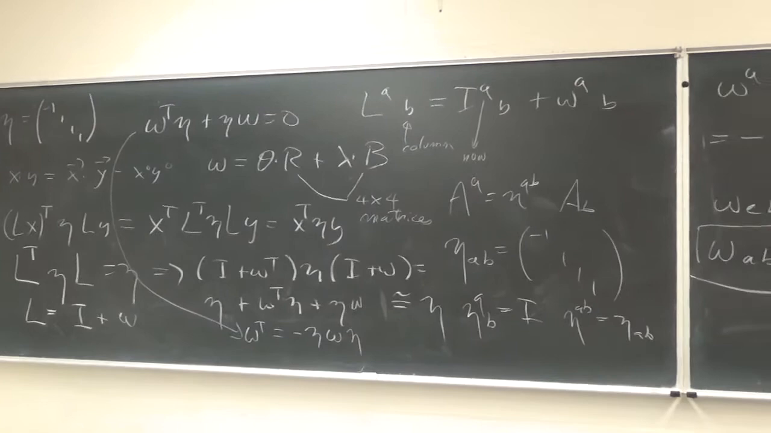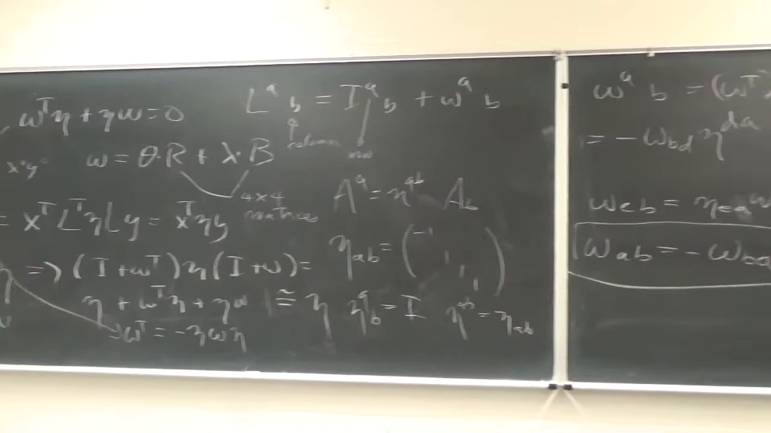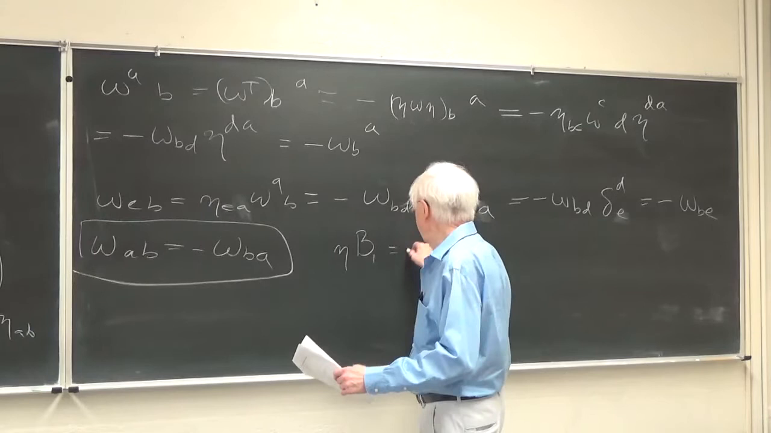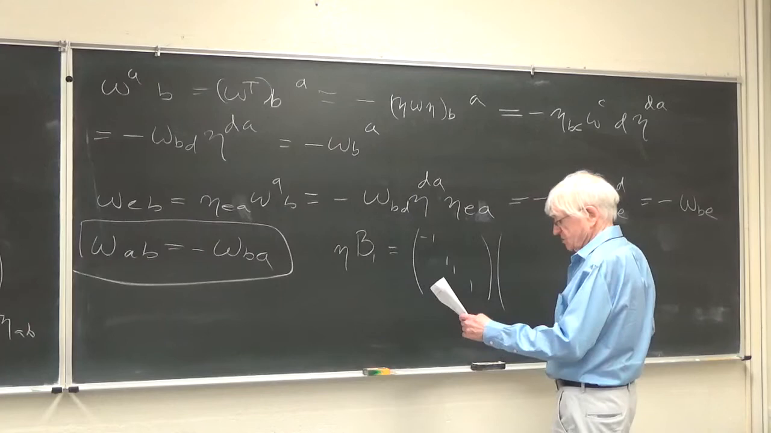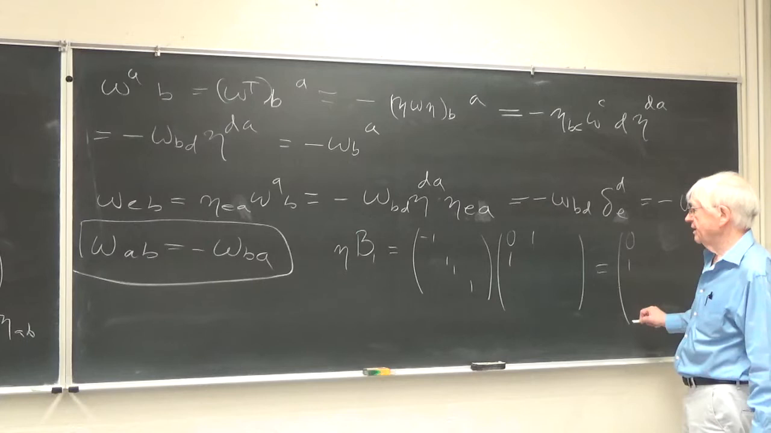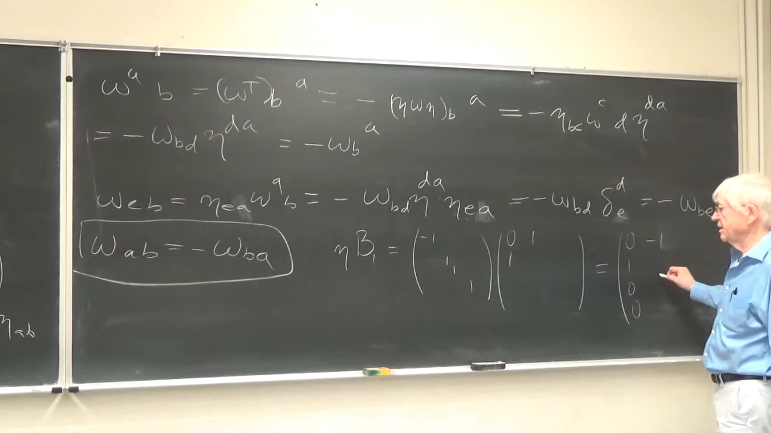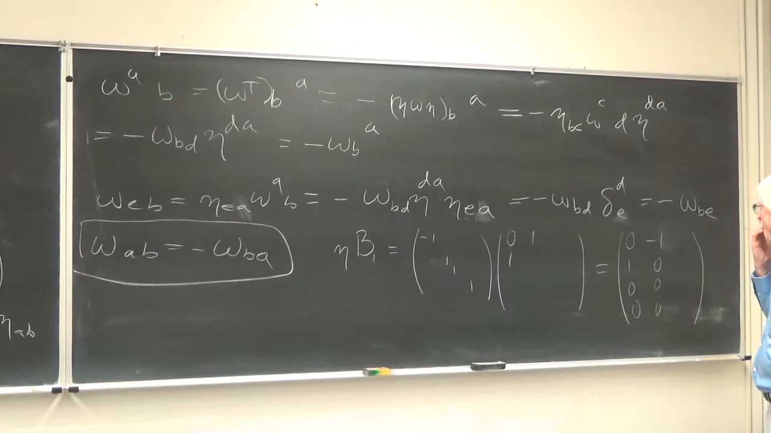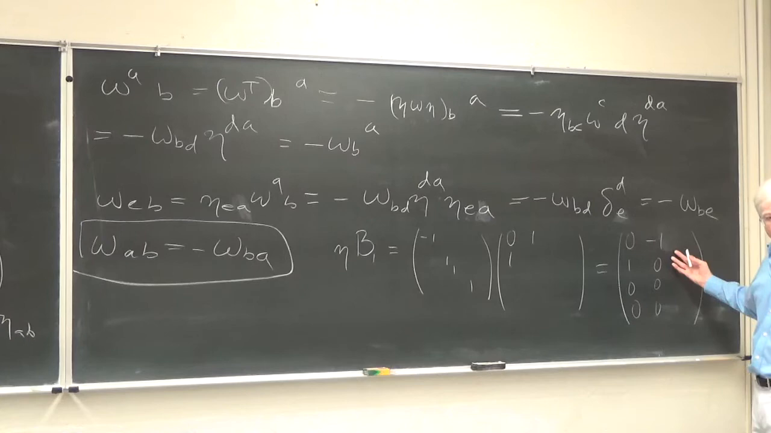So if you multiply, say, eta times B1, this would be minus 1, 1. I'm assuming this is going to work out. 0, 1, 1, 1, and then everything's 0. So this would give us 0, 1, 0, 0. The next one would give us minus 1, 0, 0, 0, and everything else 0. And so now, with lower indices, it's anti-symmetric.